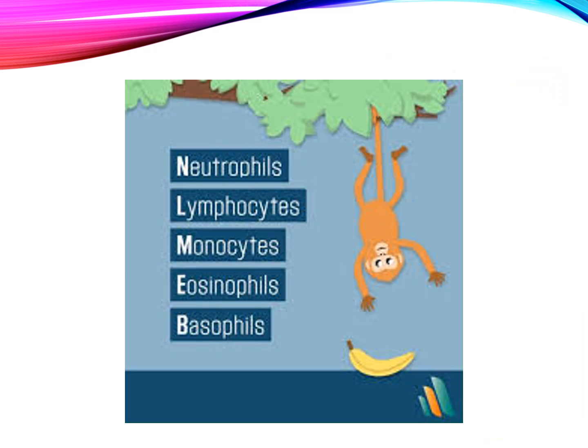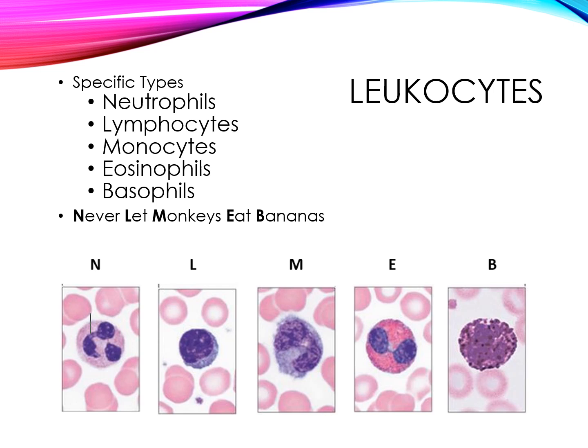So start trying to remember this phrase to remember your white blood cells. Never let monkeys eat bananas. So if you can remember that phrase, you can remember neutrophils, lymphocytes, monocytes, eosinophils, and basophils. And as you can see, those are the 5 types of white blood cells.